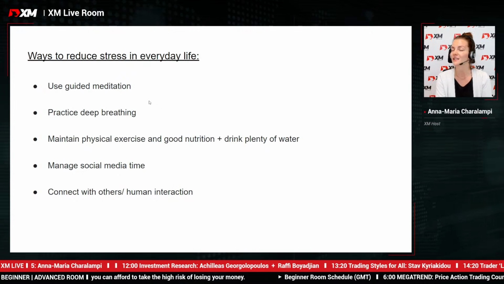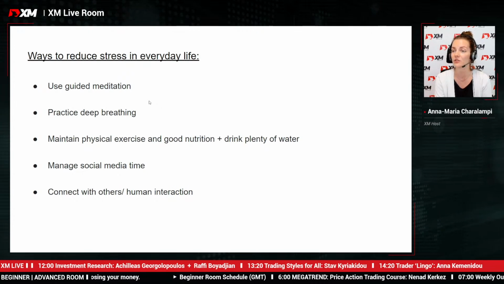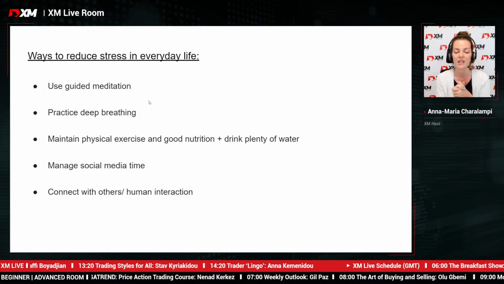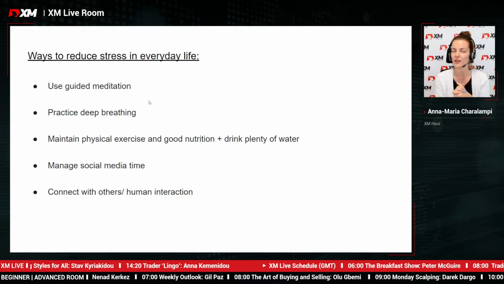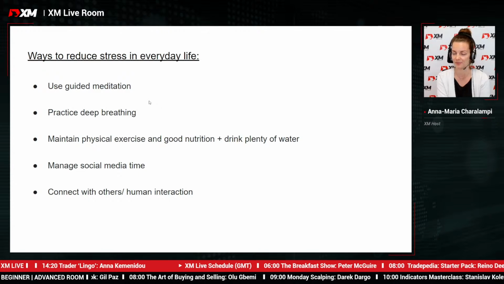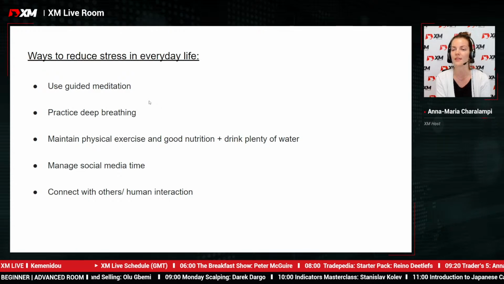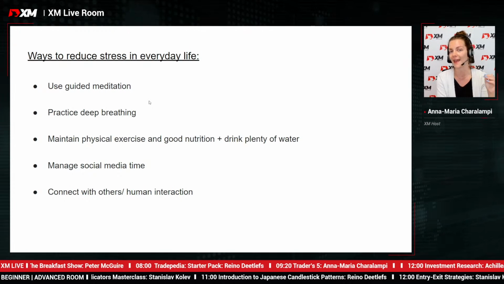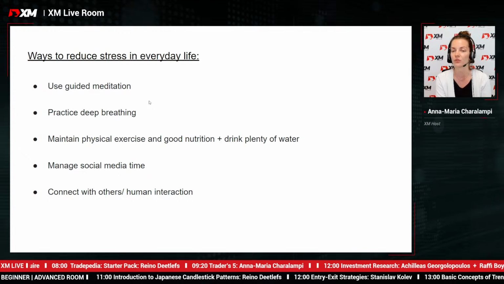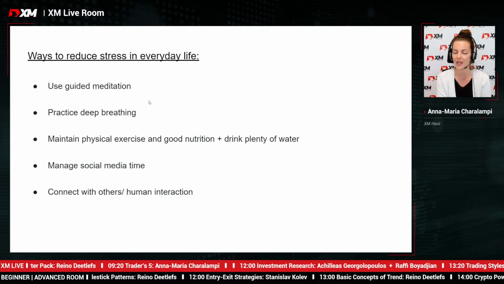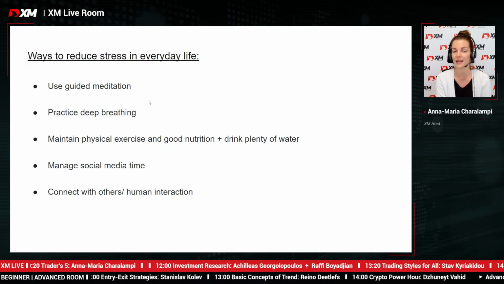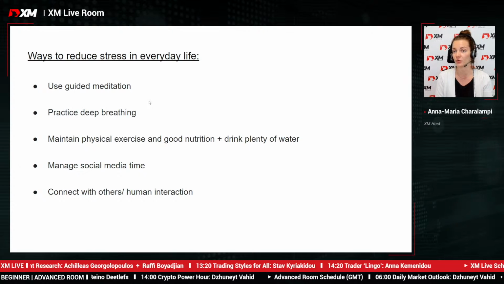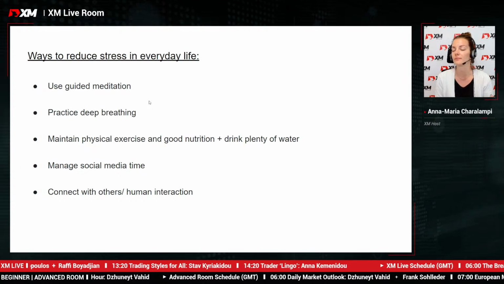Then maintain physical exercise and good nutrition, plus drink plenty of water. Now, that's a really important one that we all tend to forget. You know what they say, a healthy mind in a healthy body, which means, in simple words, that a physically fit, healthy body tends to increase the proportion of endorphins. And this is the factor that reduces mental stress. If you're not aware of what endorphins actually are, they are considered as the feel-good chemicals that are released by our brains in order to make us feel positive. Okay?